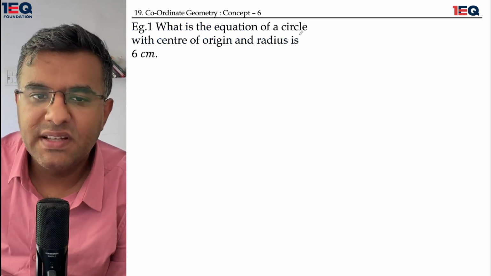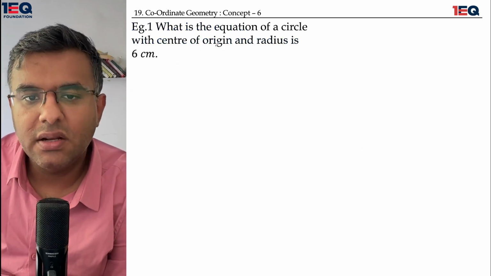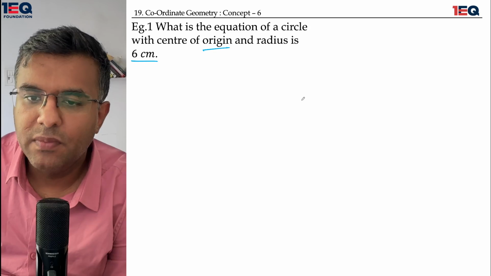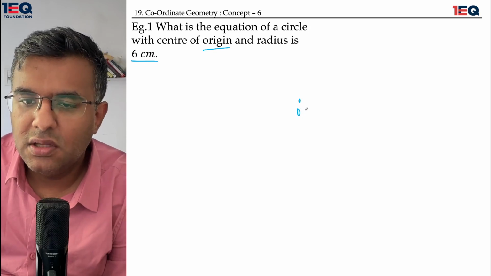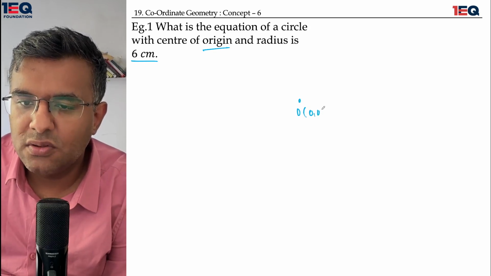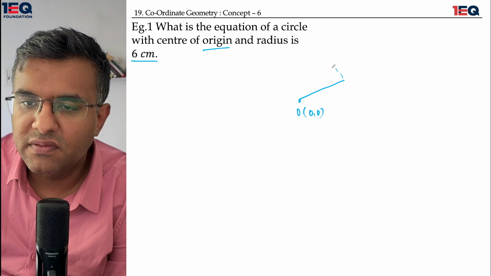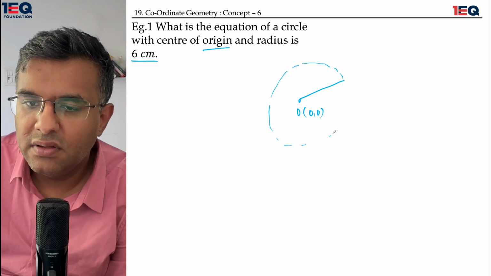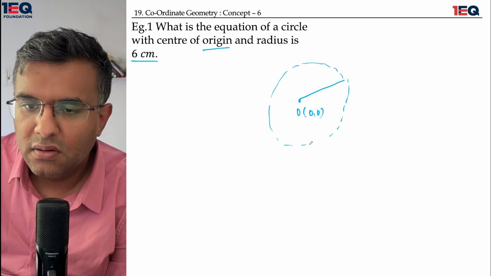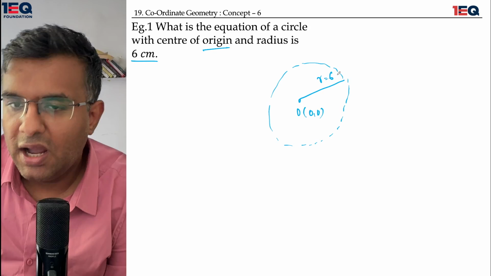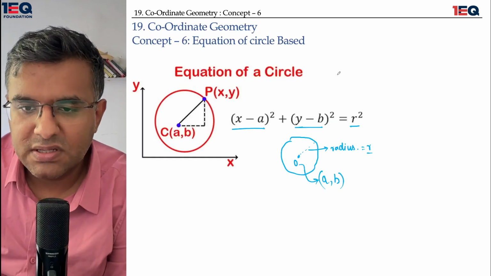Now, what is the equation of a circle with center at the origin and radius 6 centimeters? We are at the same situation. The origin O has coordinates (0, 0) and the center of the circle is at the origin. The radius that I have here is equal to 6. I'll go back to my formula and see what is here.